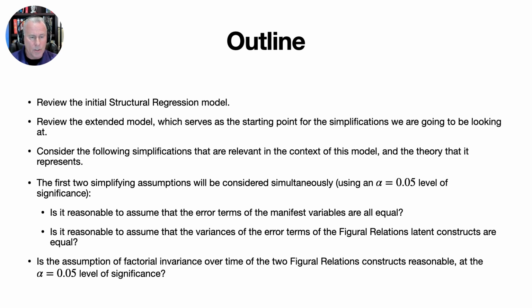Is it reasonable to assume that the error terms of the manifest variables are all equal? And second, is it reasonable to assume that the variances of the error terms of the figural relations latent constructs are equal? We're going to consider these two simplifying assumptions at a 0.05 level of significance. And finally, is the assumption of factorial invariance over time of the two figural relations constructs reasonable, again using a 0.05 level of significance? So let's get to it.